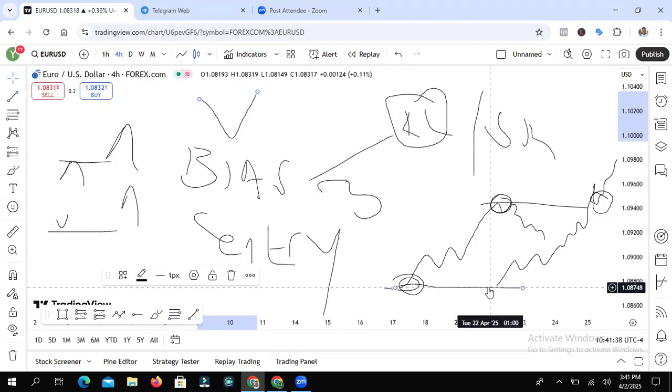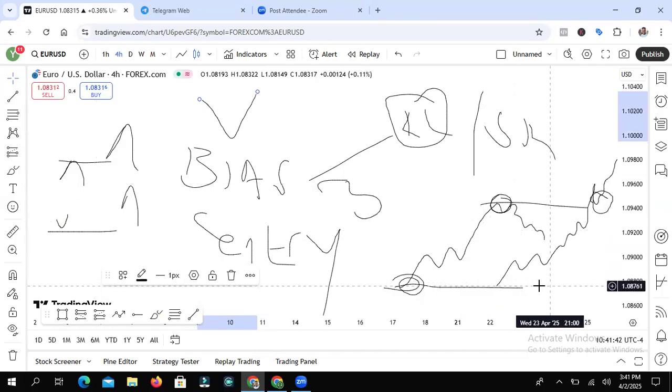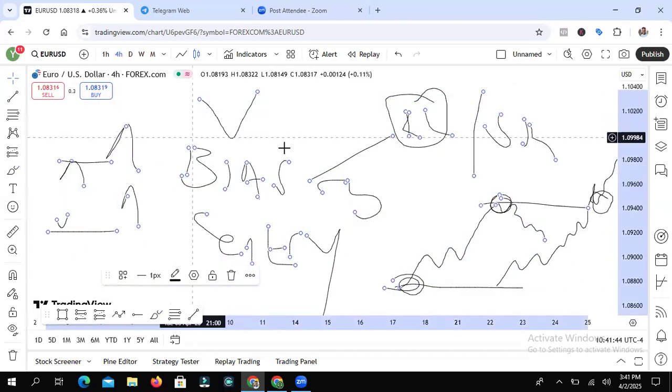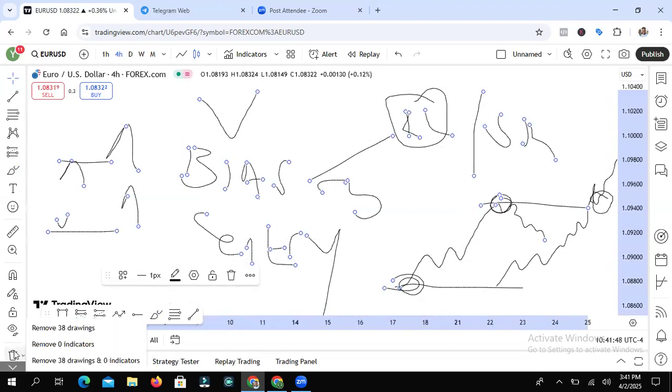Now, bias and entry. So let me just delete everything.